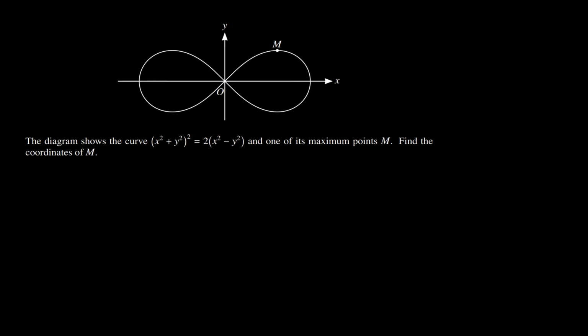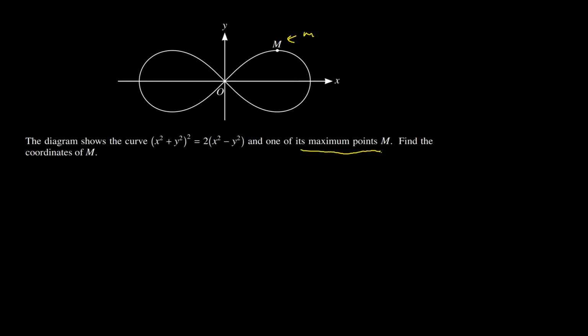Okay, we are going to solve this problem from Cambridge International Exam. So we have this diagram that shows the curve. This one, (x squared plus y squared) quantity squared is equal to 2 multiplied by the quantity of x squared minus y squared. And here we are asked to find the coordinates of M. M is here, and it is one of its maximum points.